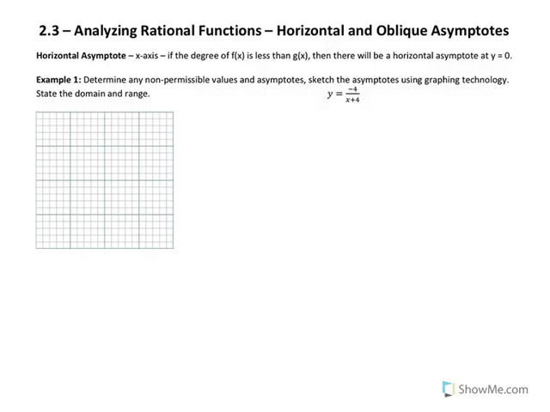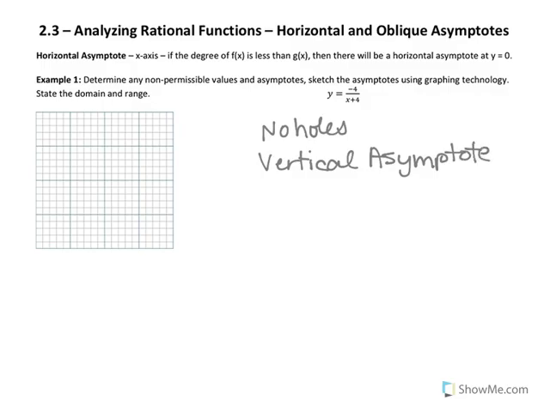the domain. So we can tell from this equation that we have no holes, because we can't cancel anything. We have a vertical asymptote at what makes the bottom 0, so x equals -4. So let's sketch that in. So -4, we have an asymptote.